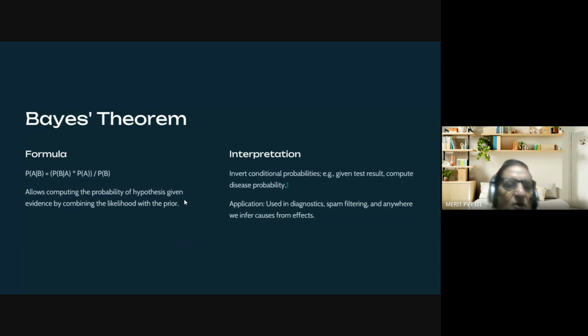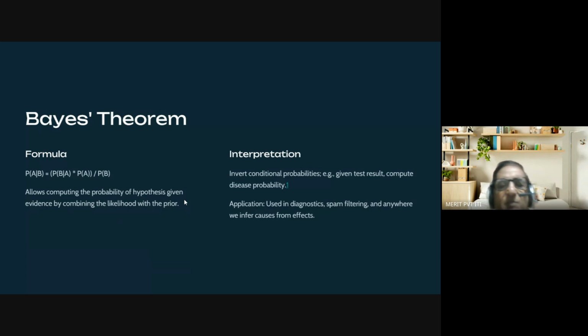This is the Bayes theorem. It allows computing the probability of a hypothesis given evidence by combining the likelihood with the prior. So this likelihood with the prior information is important. What is the interpretation? Invert conditional probability. For example, given test results, compute disease probability.